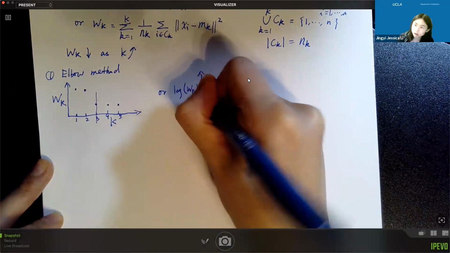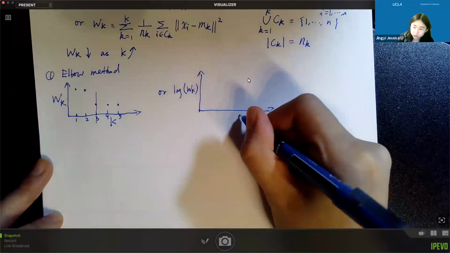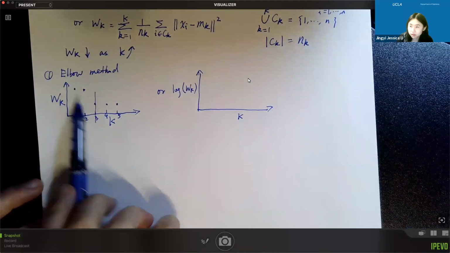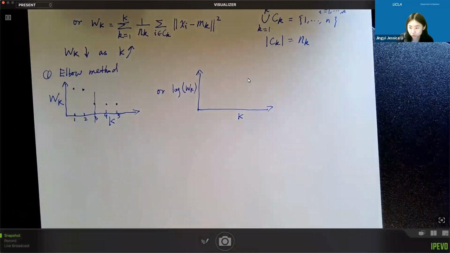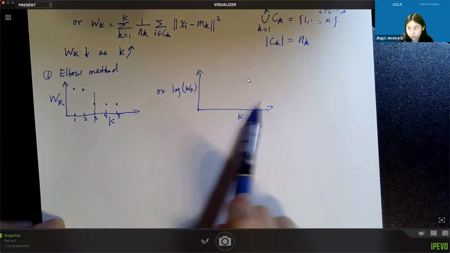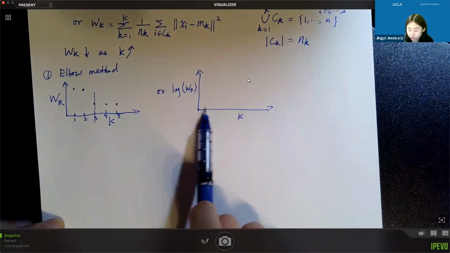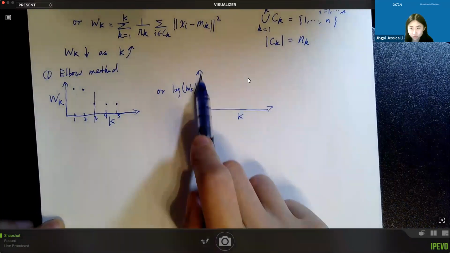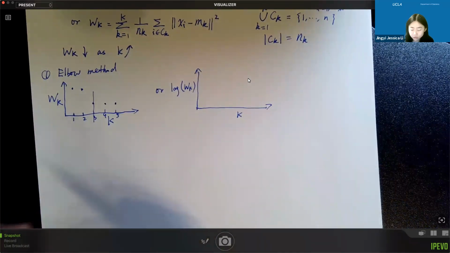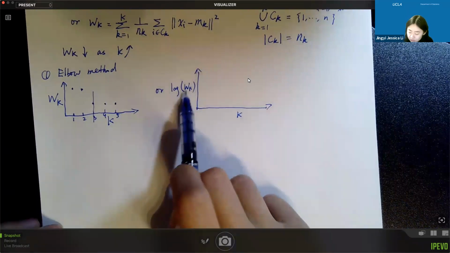When we take the log transformation, we make those extremely large values not that extreme, so we can focus more on those smaller values. Sometimes when you do this, you can see the pattern more clearly. Okay.